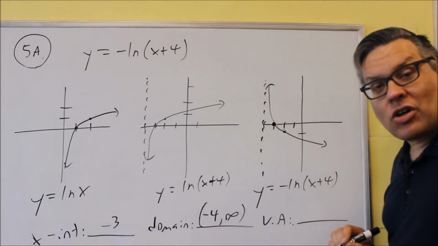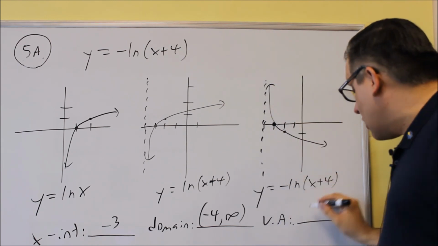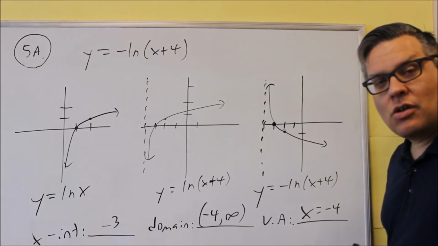For the VA, the vertical asymptote, that's the equation of this dotted line right here, and that's going to be x equals negative 4. So that will answer the other questions that they want.